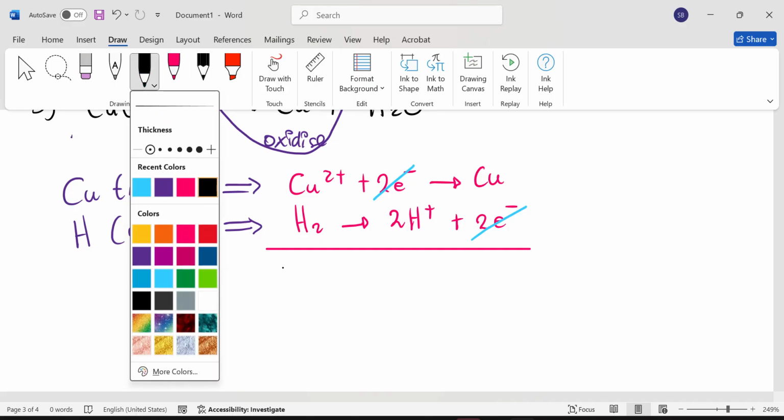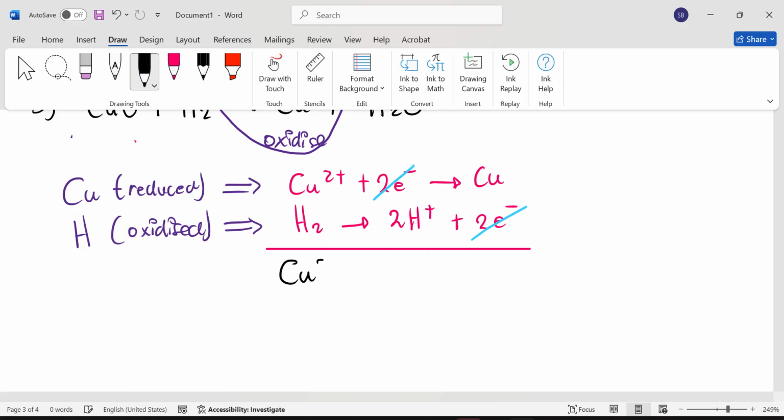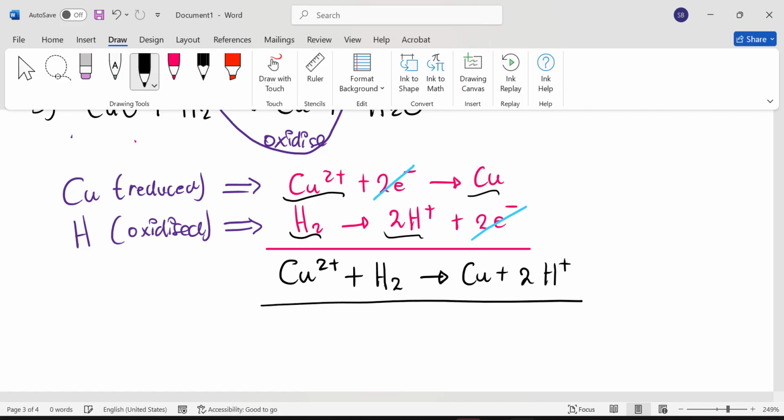So this will then be copper 2+, that's reactant, with reactant plus H2 to give us product, which is copper, plus product, which is 2H+. And that is our final answer.